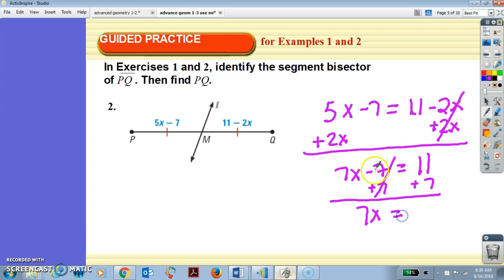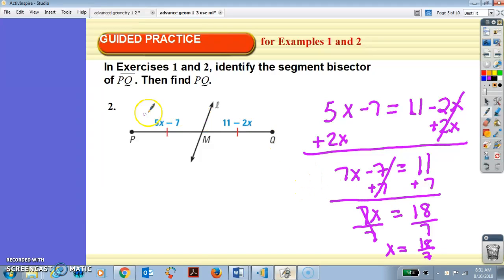7x equals, negative 7 plus 7 is gone, right? Equals 18. Divide by 7, divide by 7. These are not nice numbers. X equals 18 over 7. Did I make any mistakes, or is it just nasty numbers? I did it right, so they just gave us really ugly numbers.